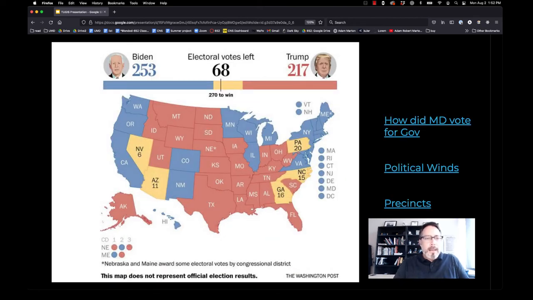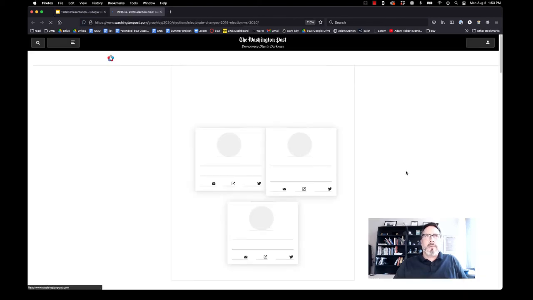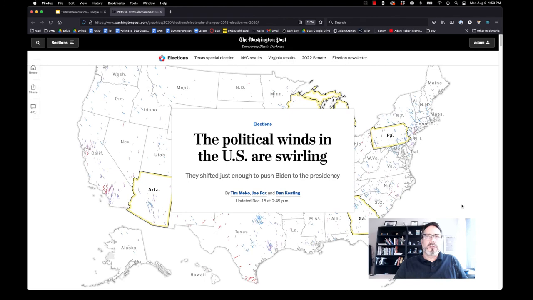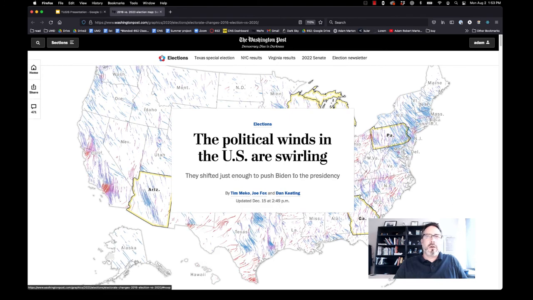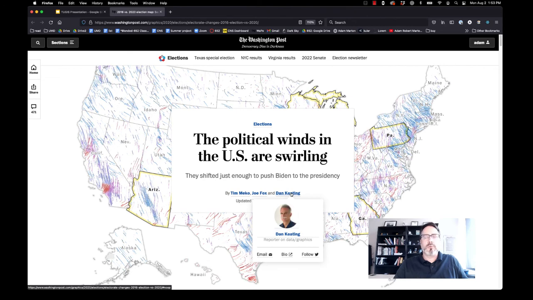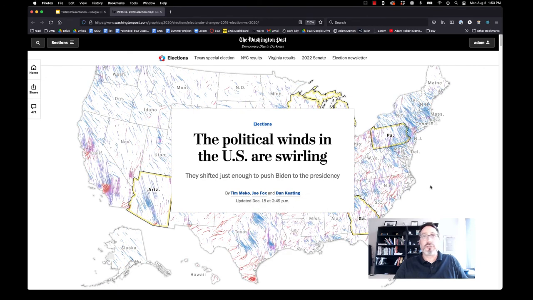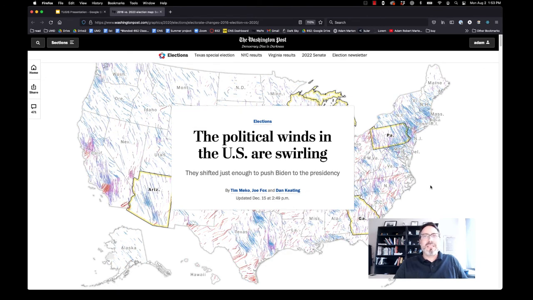So election maps are a really big deal for news orgs. News organizations generally spend a lot of time creating voting maps. But what's more interesting to me is how we use maps to look at elections afterwards. Here's a voting map from the Post. And these are some folks that are really good at mapping: Tim Meko, Dan Keating, great data journalist. I don't know Joe, I'm sure he's great too. These are some heavy hitters, right?